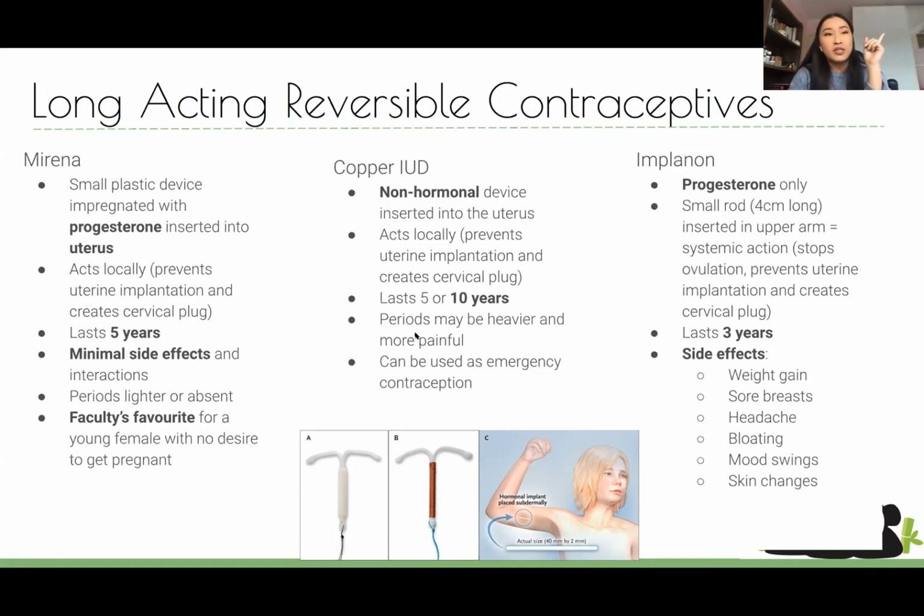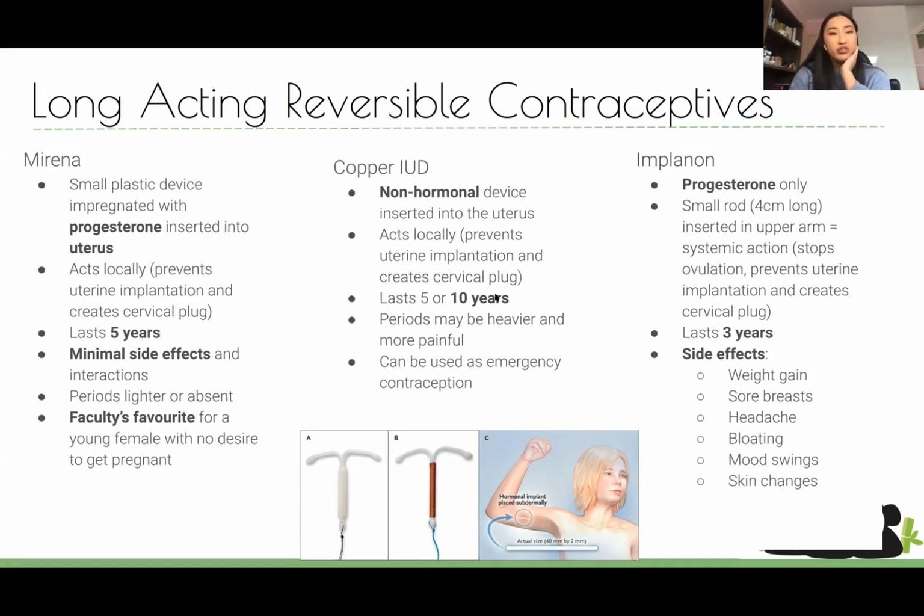One is if the question stem is like, this person doesn't want hormones, or they have contraindications for hormones, then their options are really only barrier method and copper IUD. So if they want something long lasting, it would be copper IUD. And this lasts really long, 5 to 10 years.